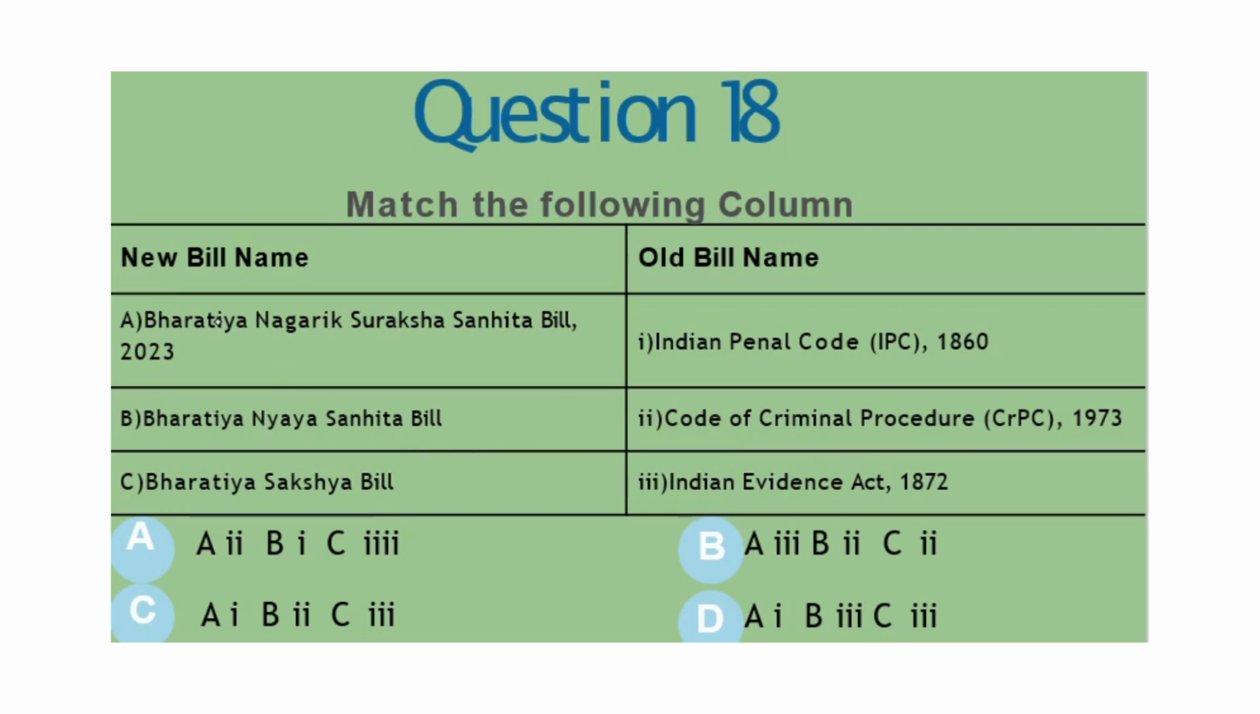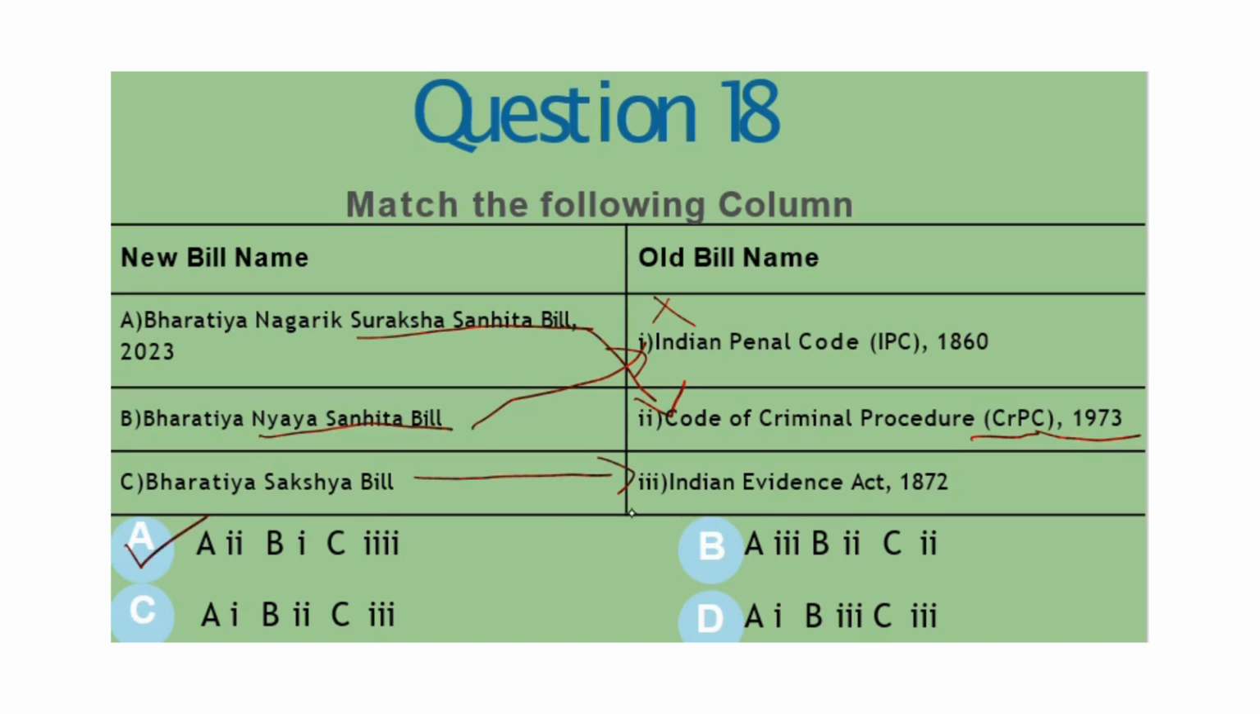Okay. So the first one is Bharatiya Nagarik Suraksha Sanhita Bill, and it has been put alongside IPC, which is wrong. Bharatiya Nagarik Suraksha Sanhita Bill was previously known as Code of Criminal Procedure, CrPC 1973. Bharatiya Nyaya Sanhita Bill was previously known as IPC. Bharatiya Sakshya Bill was previously known as Indian Evidence Act of 1872. So the correct answer here is option number A.